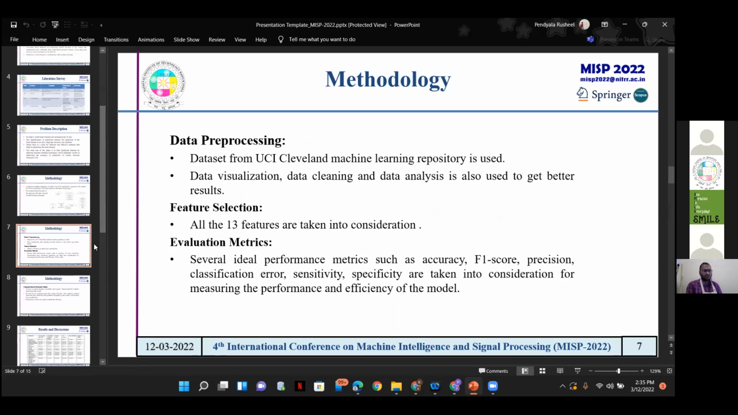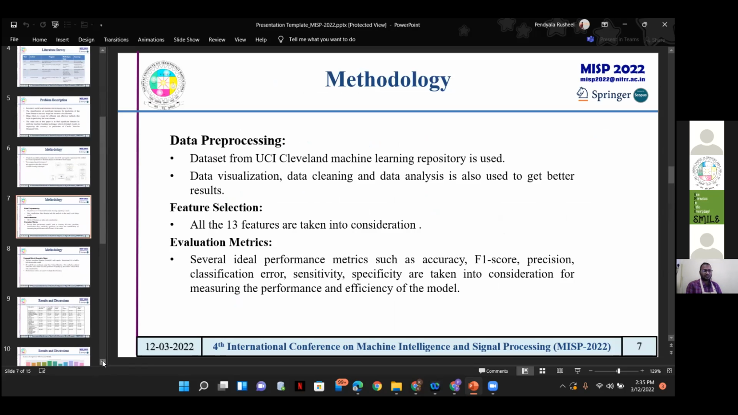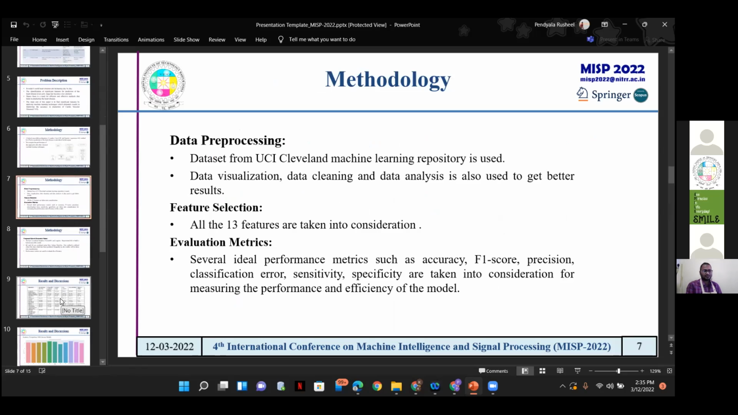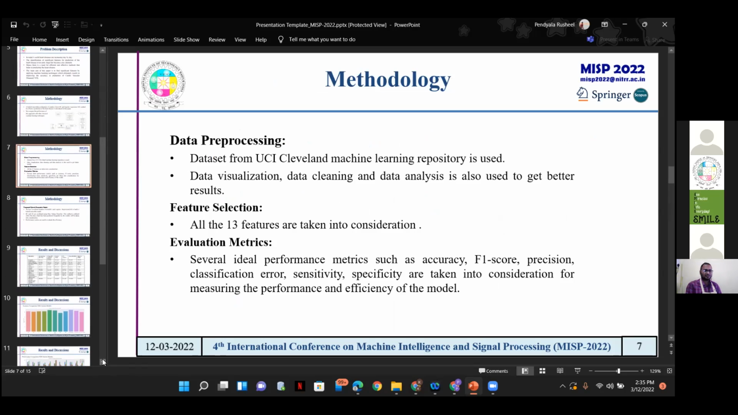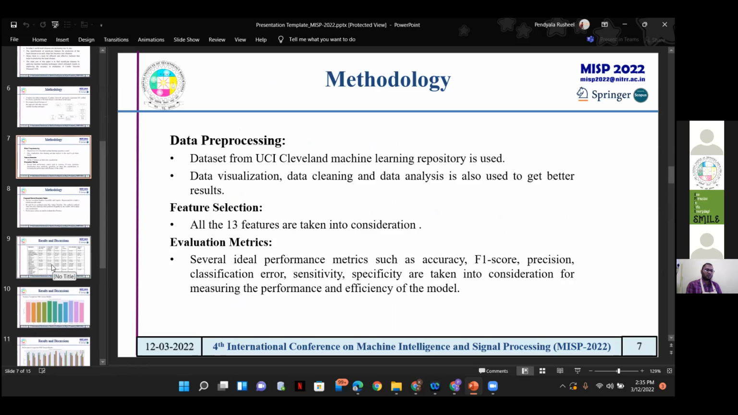And you have considered only 13 features for your data set. Yes, sir. We took the standard Cleveland machine learning repository, which has 13 features. And how many samples were there? 303, sir. Okay. What is the difference between feature extraction and feature selection?